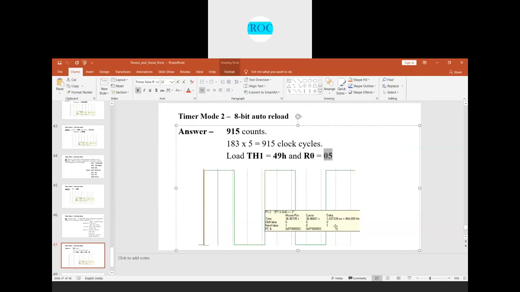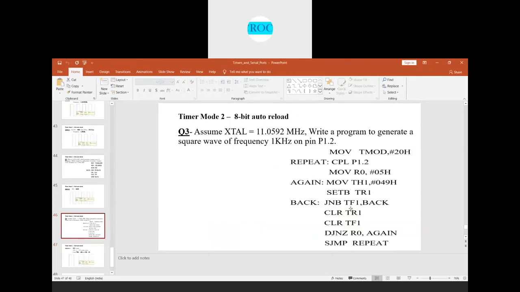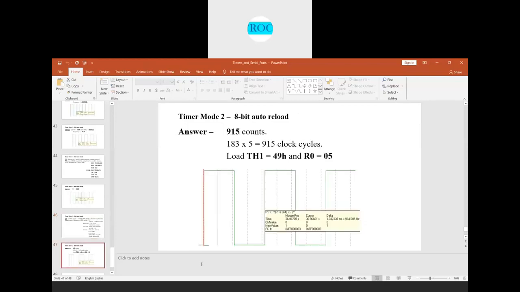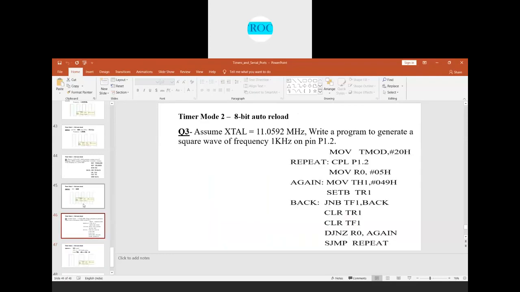So what is the frequency we generated once you write that program? This is the program which is written there. Make sure that you go and change the target crystal frequency to 22 megahertz. So what is the frequency we generated here? You get 964 hertz, which is nothing but the 1 kilohertz frequency we generated for the square wave. This is about the mode 2 operation.